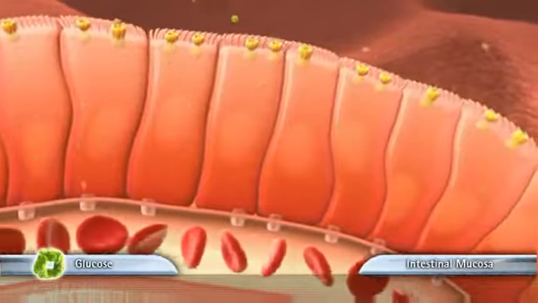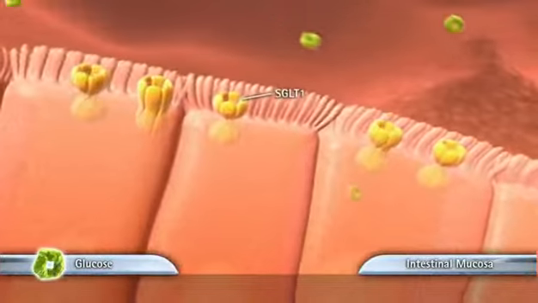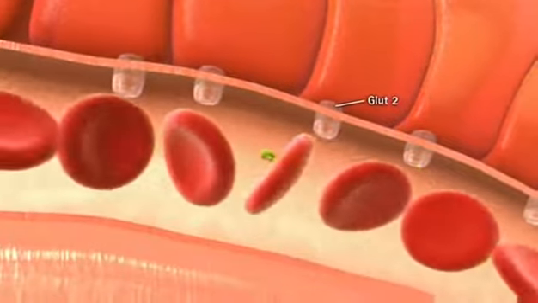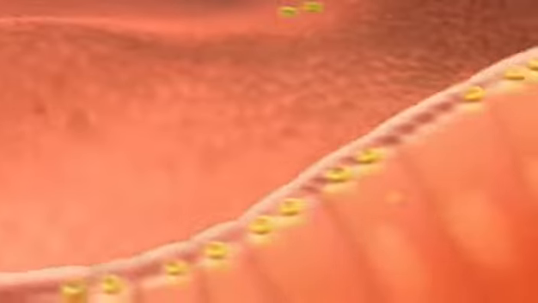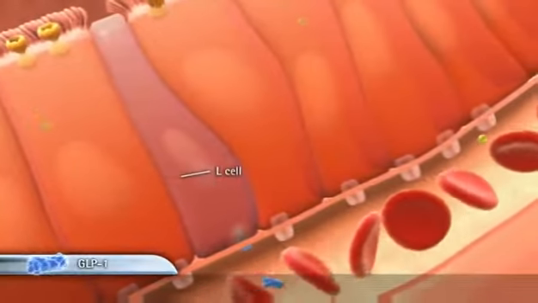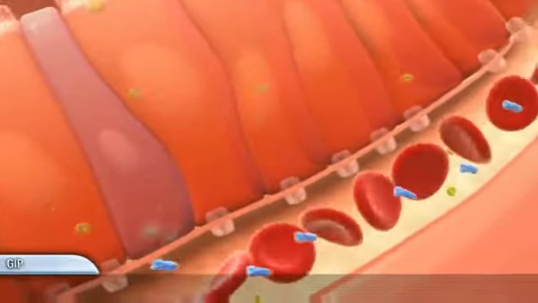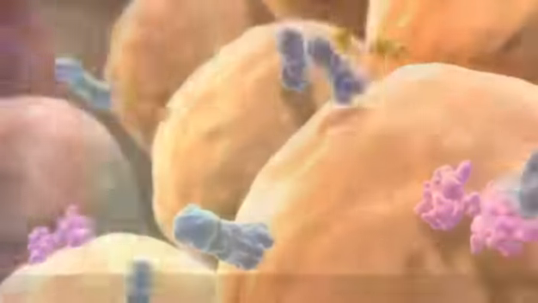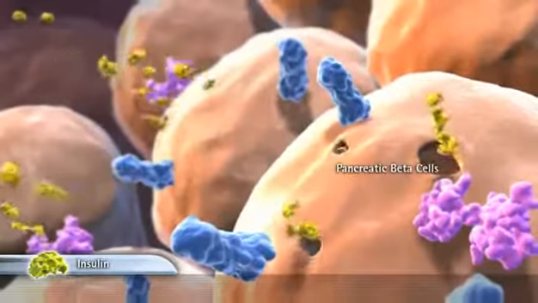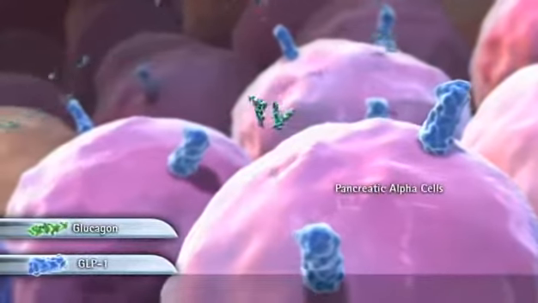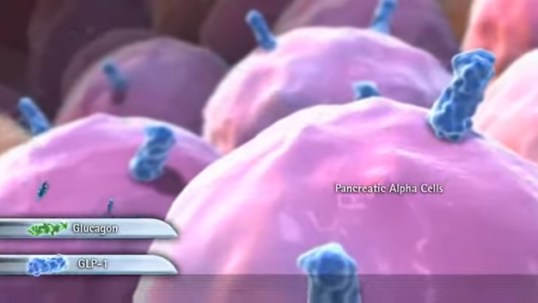After a meal, the intestine absorbs glucose via the sodium glucose transporter 1, known as SGLT1, and delivers it to the blood. In response to glucose absorption, the intestine secretes two major incretin hormones: glucagon-like peptide GLP-1 and glucose-dependent insulinotropic polypeptide GIP, which together with increased levels of glucose augment the secretion of insulin from the beta cells of the pancreas. GLP-1 also suppresses the secretion of glucagon from the alpha cells of the pancreas.